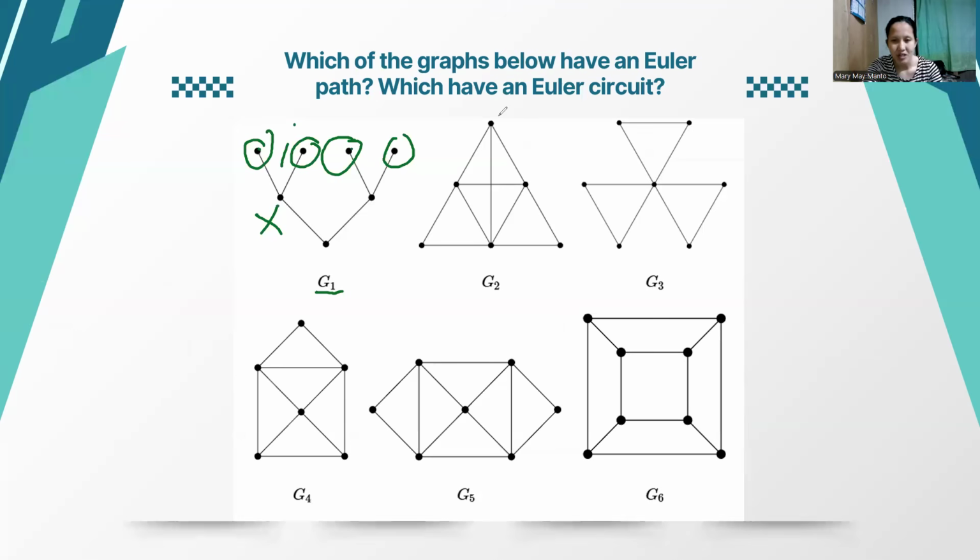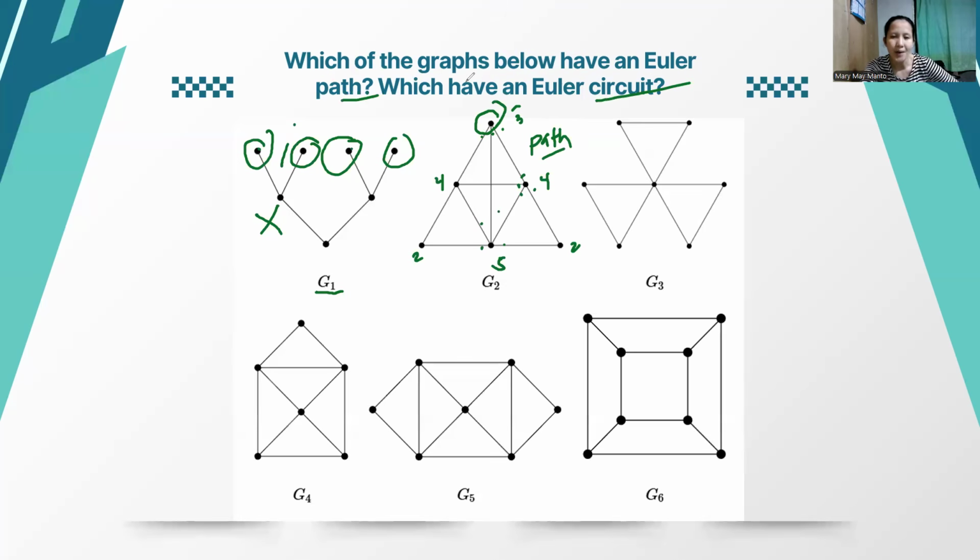How about this one? Let's try to identify the degree of each vertex. The degree is 1, 2, 3. The degree here is 1, 2, 3, 4. 1, 2, 3, 4. 1, 2, 1, 2, 1, 2, 3, 4, 5. Okay, very good. Since there are two vertices that have odd degrees, it has an Euler path, but no circuit. So only a path. You can find an Euler path, but you cannot find an Euler circuit.